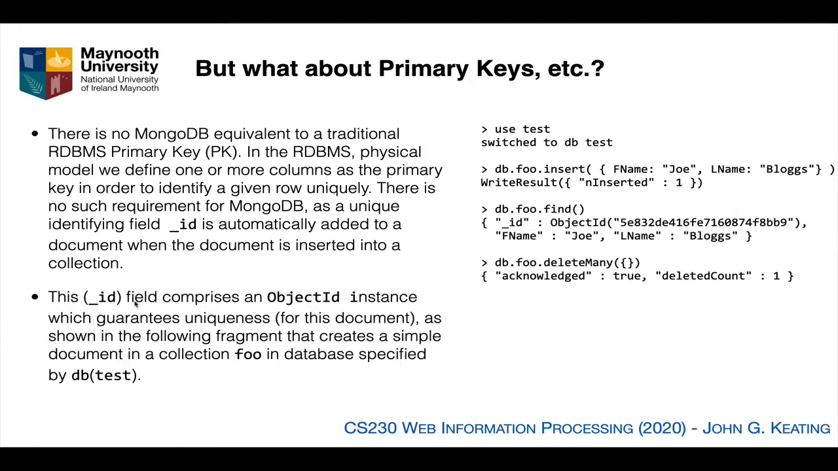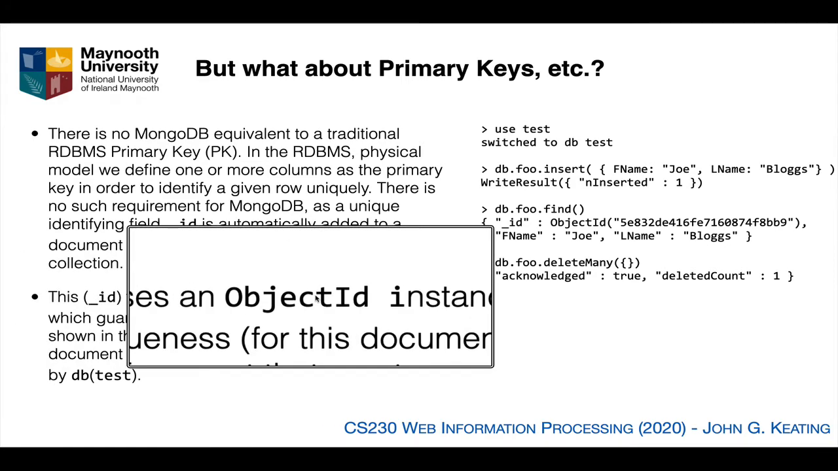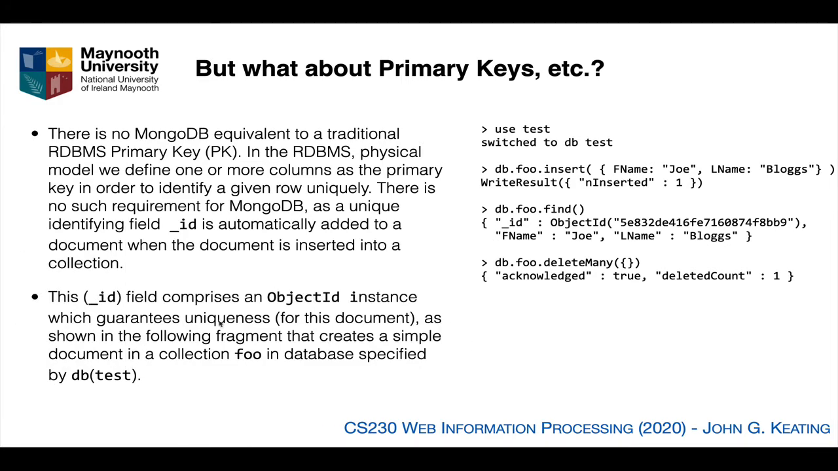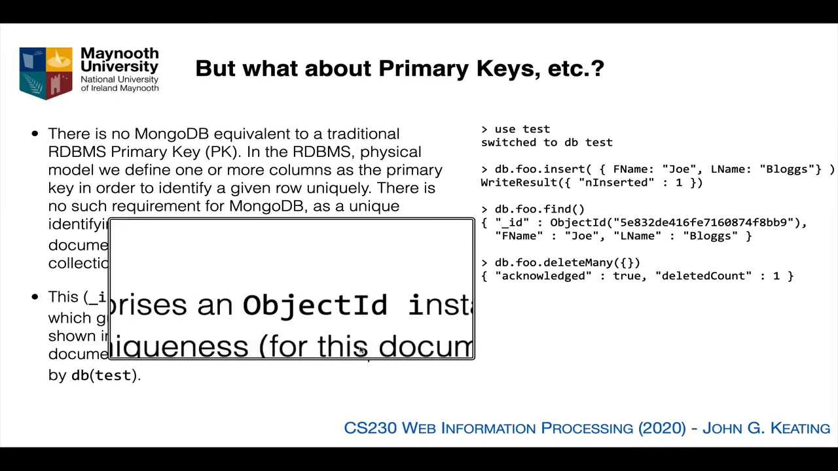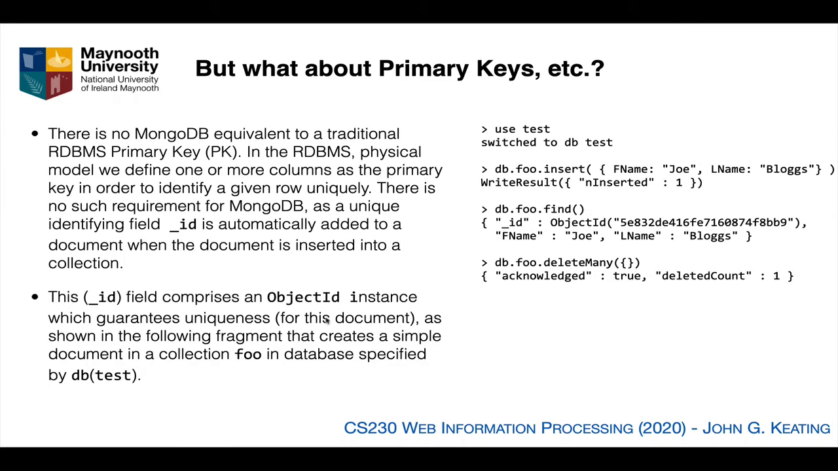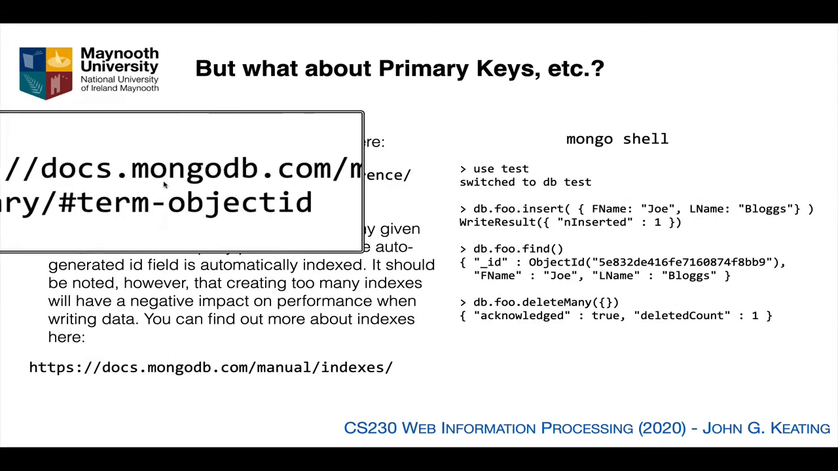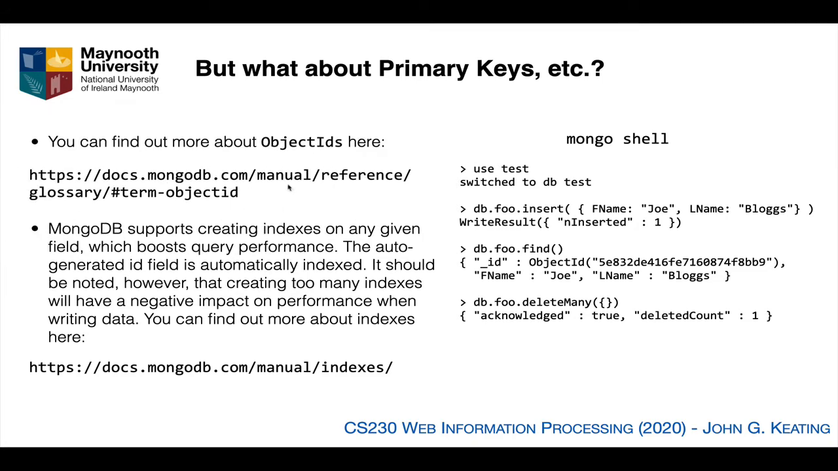Okay, so the _id field comprises an ObjectId instance, and that guarantees uniqueness for this document. And it's shown in the fragment there that creates a simple document in a collection foo in a database that's specified by db, which happens to be test in this particular instance. And you can look up ObjectId in the MongoDB manual, and it'll tell you everything you need to know about ObjectIds. In fact, here's the reference for it. You can check that out there.